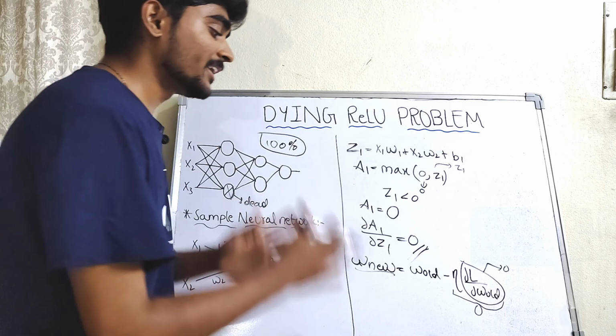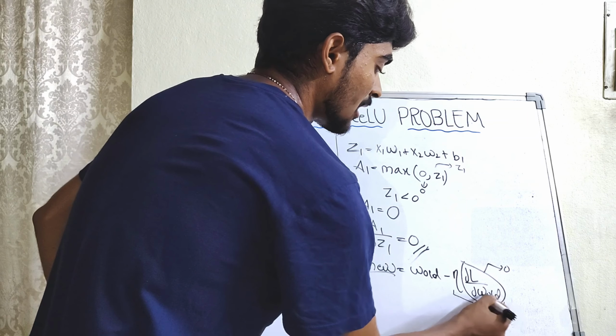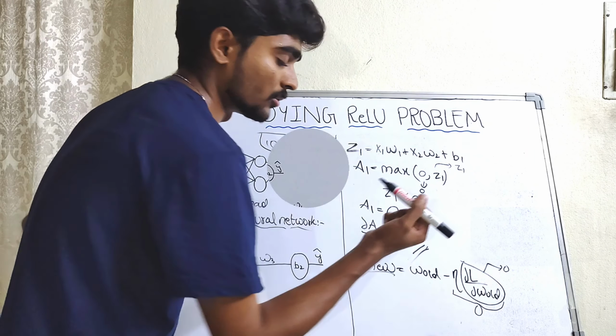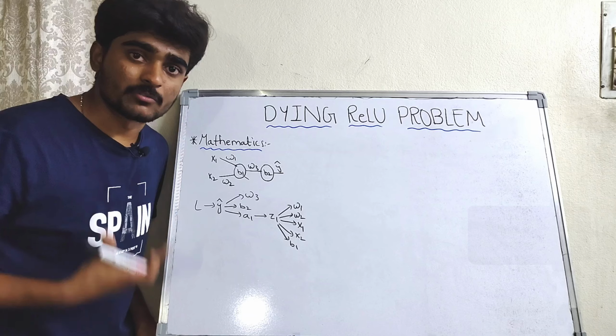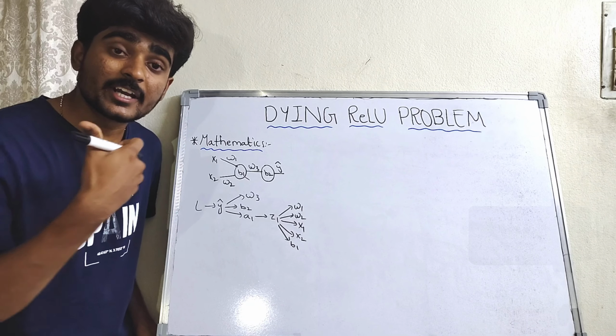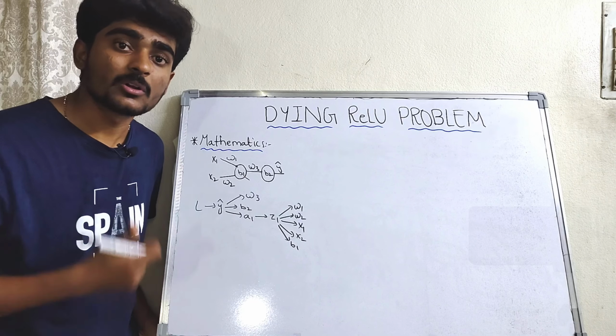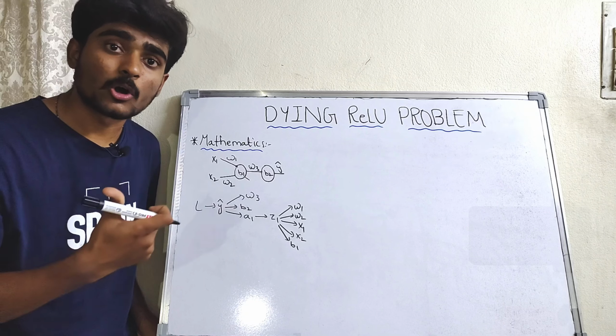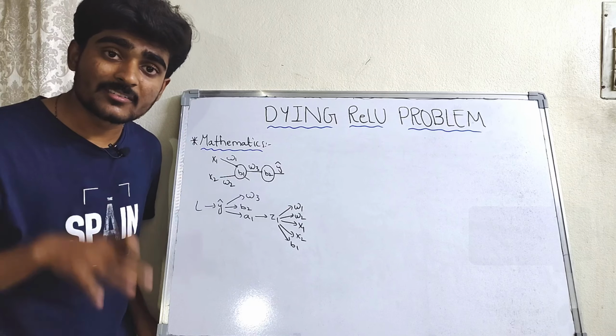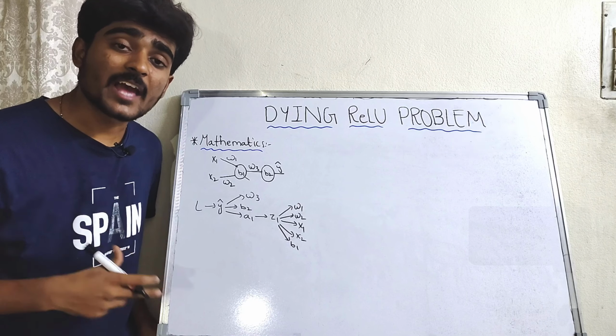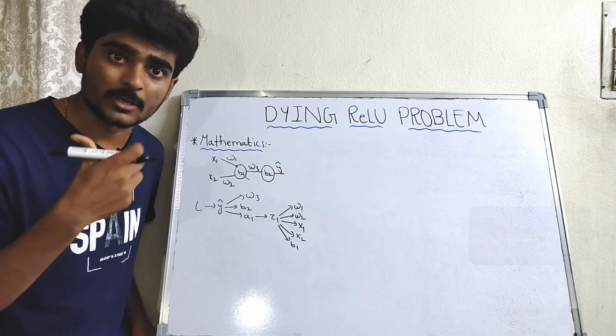Now let's mathematically prove how this gradient value will be 0. In the previous section of the video, we saw that the gradient value is 0, and due to this, the weights and bias are not being updated. Now let us see the mathematics behind why this gradient value is actually becoming 0.